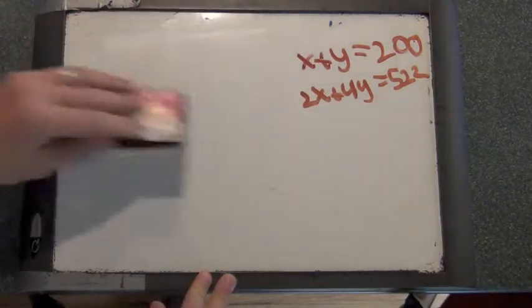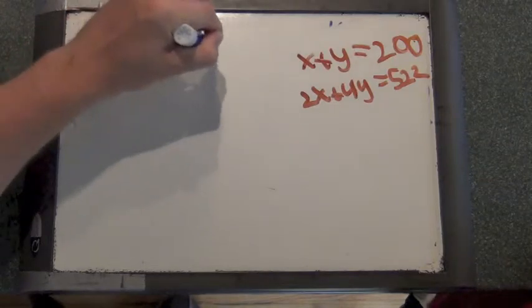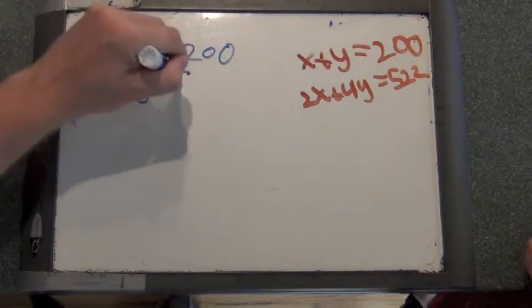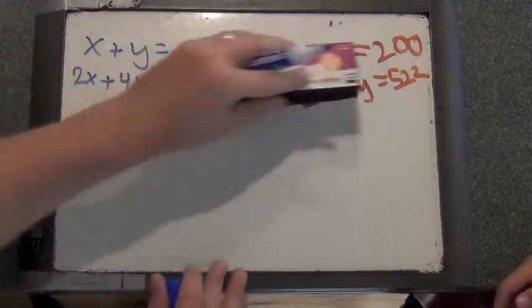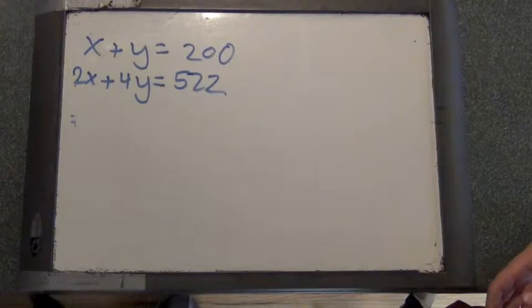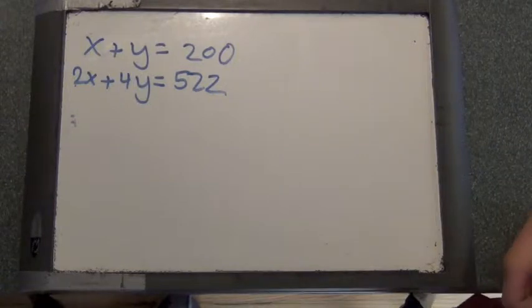So let's write that over here. X plus Y equals 200. 2X plus 4Y equals 522. Now, like I said, we did some problems like this last year. Do you remember how you solved problems like this? Well, you can do elimination. Elimination, okay. So how do you want to do elimination?